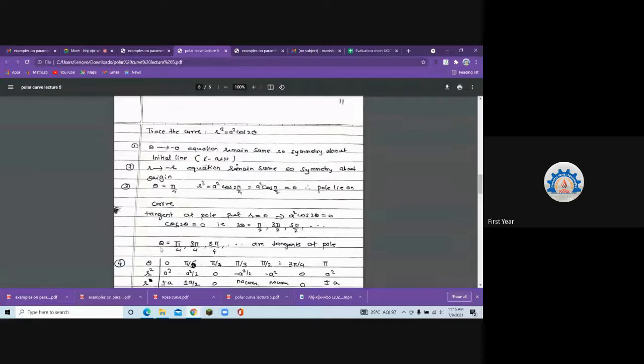So what are the different tangents at pole? Theta is pi by 4, 3 pi by 4, 5 pi by 4. ये सब के लिए we will get tangent at pole. So there will be infinitely many because it's a periodic function. It will repeat itself. Is it okay? समझ में आया tangent at pole कैसे find करेंगे?